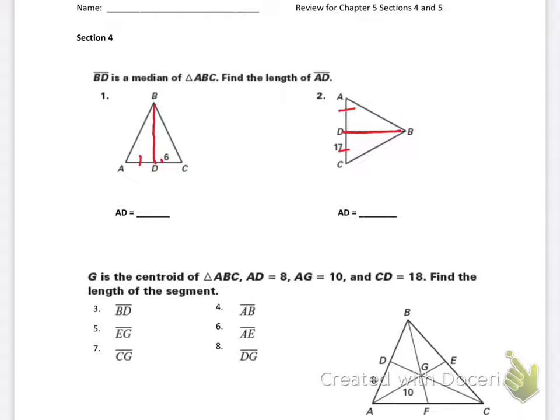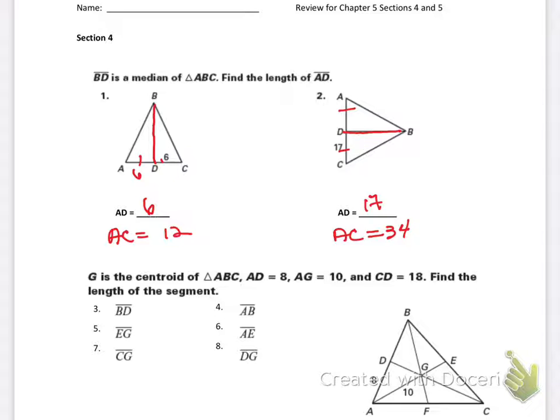So therefore, if you know that DC is 6, then AD has to be 6 as well. If you know that DC is 17, then AD is 17 as well. Now be careful with this kind of question, because what if I ask you for the length of AC? That's going to be 12, and the length of AC here will be 34. So read your question carefully and see what I'm asking you about.